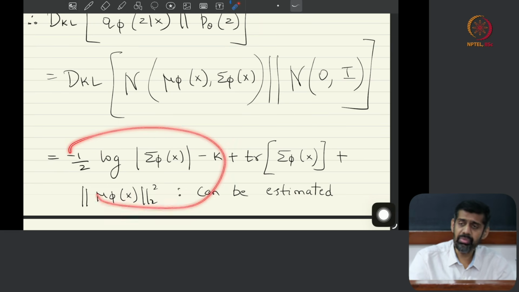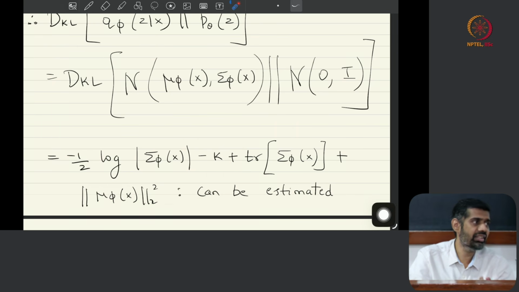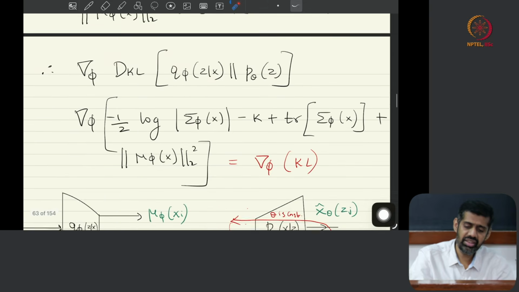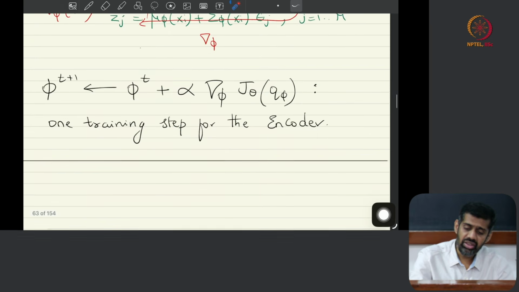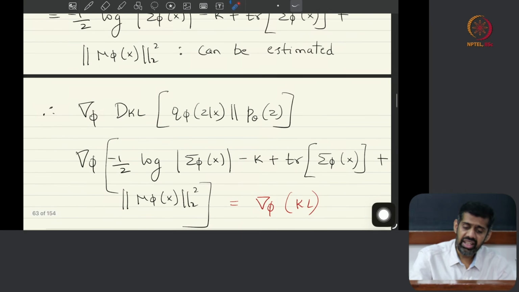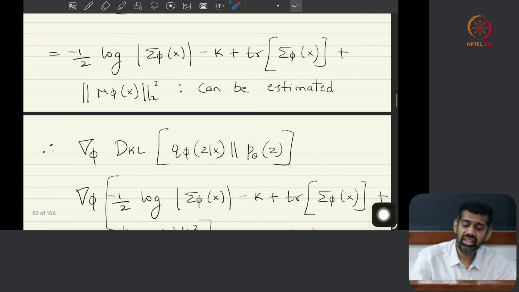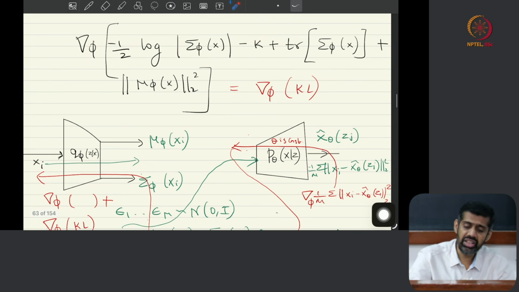Now, since this can be computed, the gradient of this with respect to phi can be easily found out. Okay. Now, how do you do that? Same thing, right? You do a forward pass. When you are doing the reverse pass, just before you push the gradients through the encoder, you also compute the gradient of the KL term with respect to phi. And this is a deterministic thing. It has to be computed at the output of the encoder, right? Why? Because this KL is a function of mu and sigma.